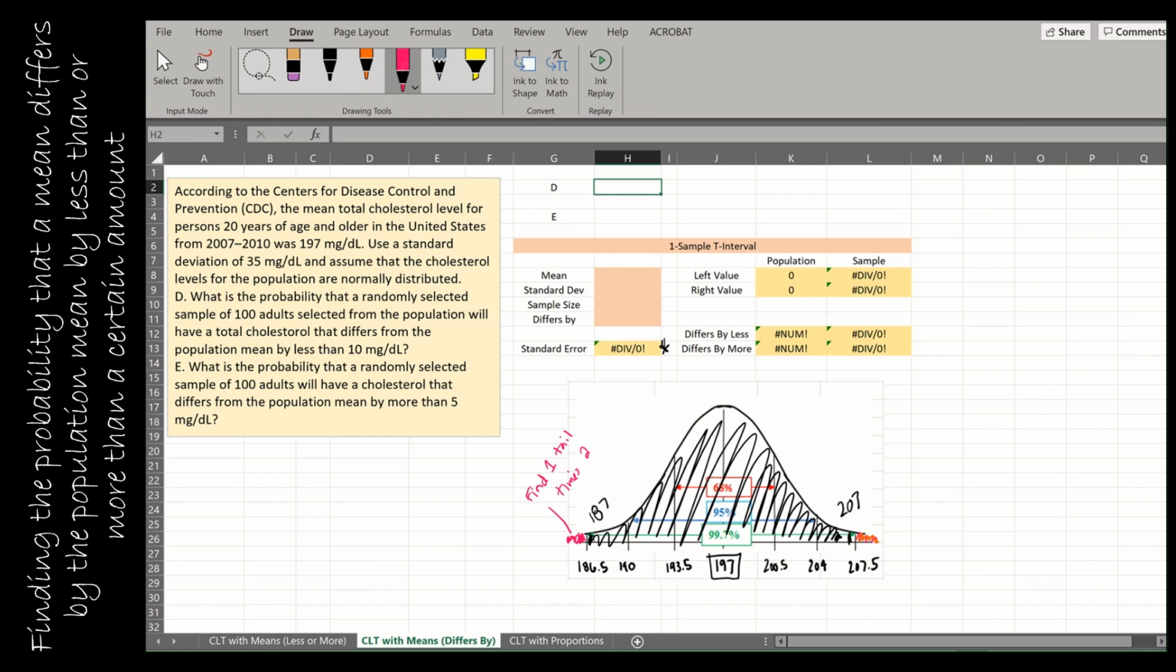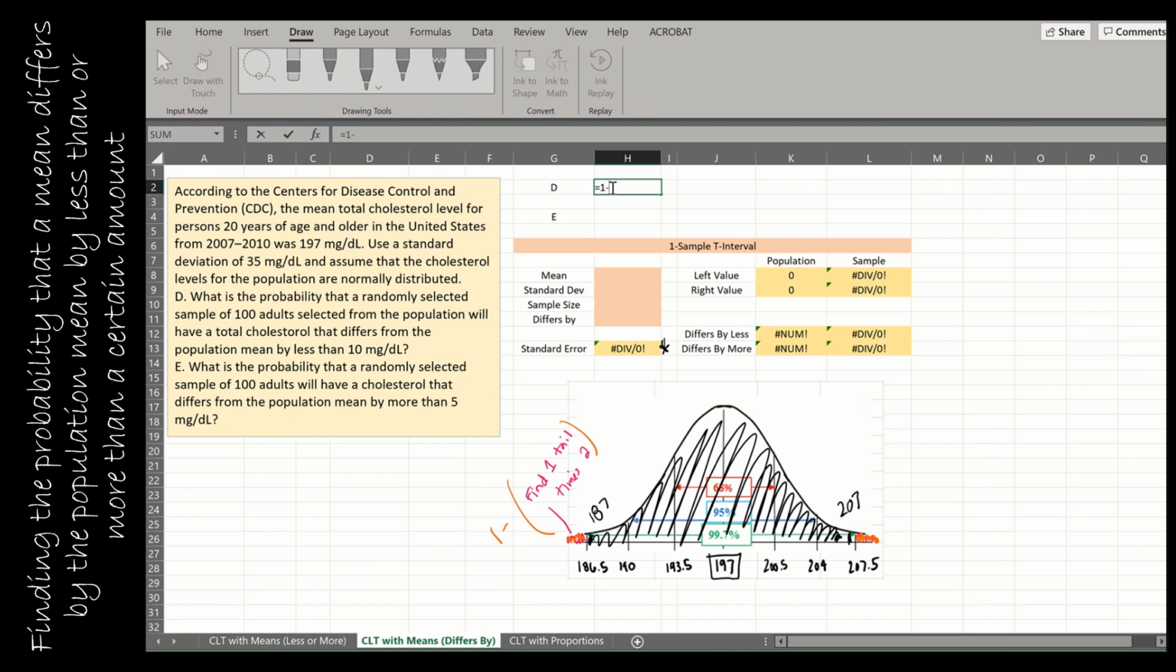So I need to take 1 minus 2 times the area in the tails. Because if I find one tail and take it times 2, that gives me both tails. If I take it away from 1, since the whole probability equals 1, that gives me what's left over, which is what's between the 2 tails. So let's take a look at what that looks like in Excel.